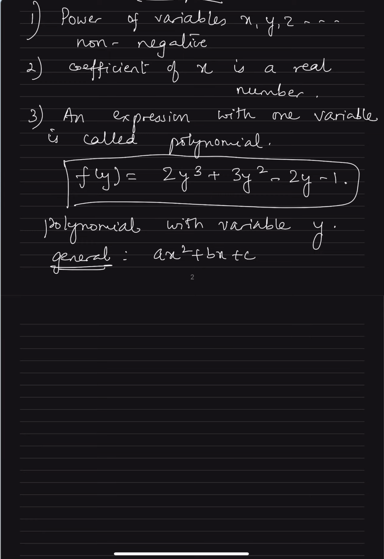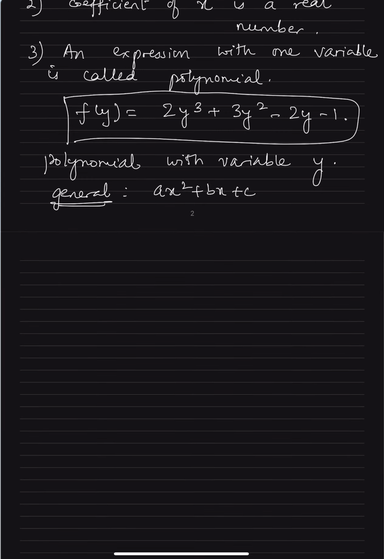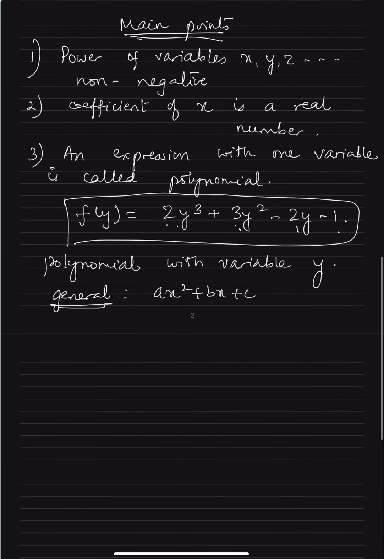So in this polynomial, which are the terms? In the above polynomial, there are 1, 2, 3 and 4 terms. How many coefficients are there? 1, 2 and 3, and there are variables with non-negative powers. This is the basic explanation of polynomials.